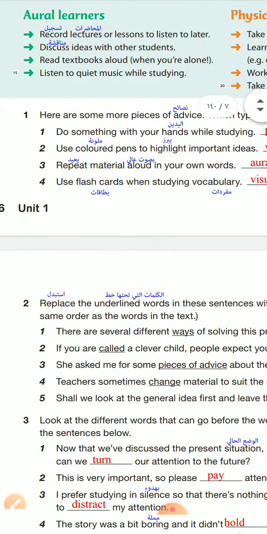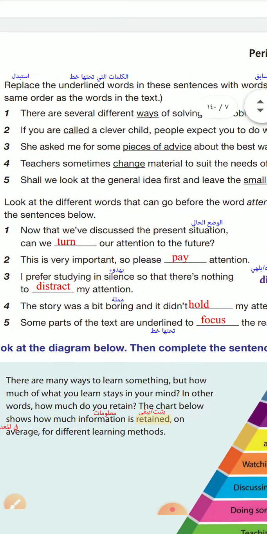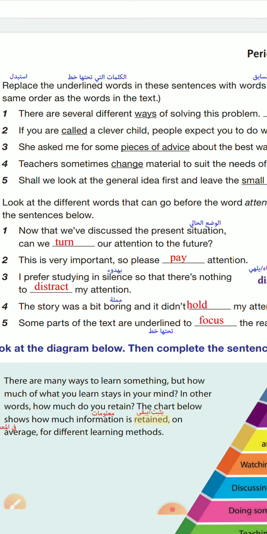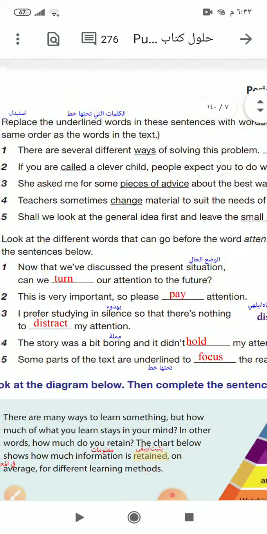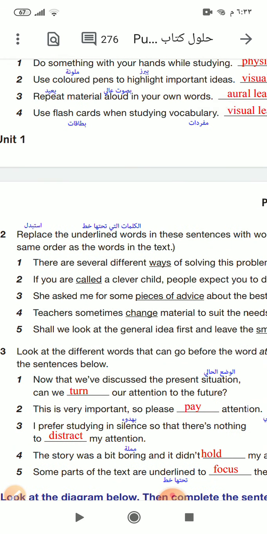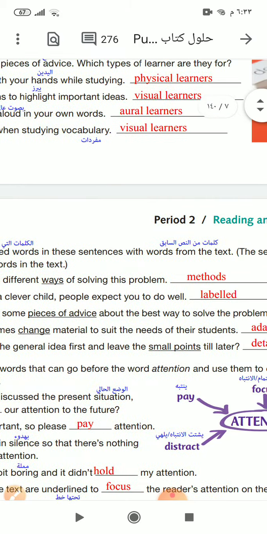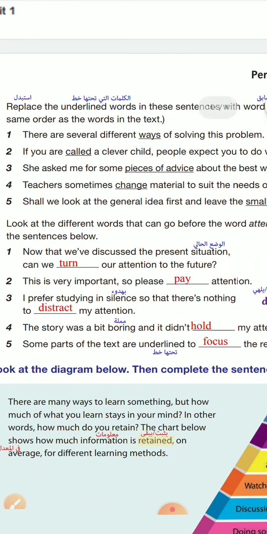Now let's come to exercise number 2. What does it say? Replace the underlined words with the words that can go before. Sorry, exercise number 2, sorry again. Replace the underlined word in these sentences with words from the text. Number 1. يعني بدنا نستبدل الكلمات بالكلمات اللي تحتيها الخط.